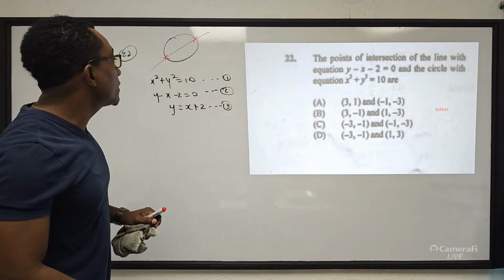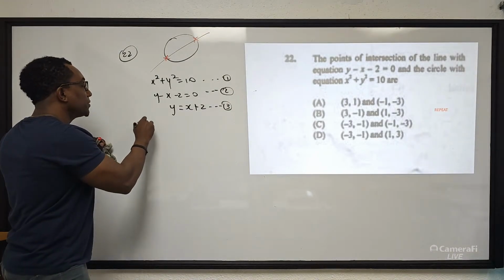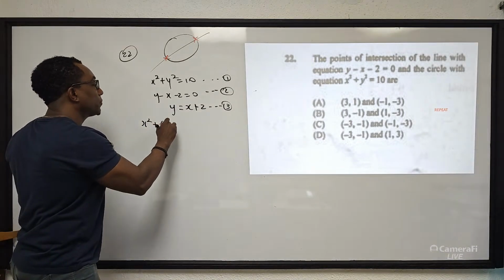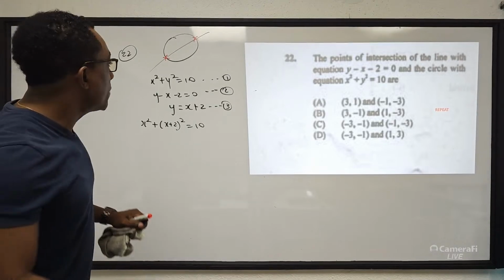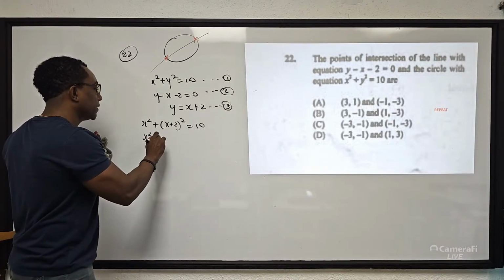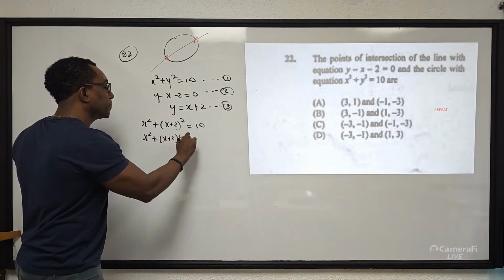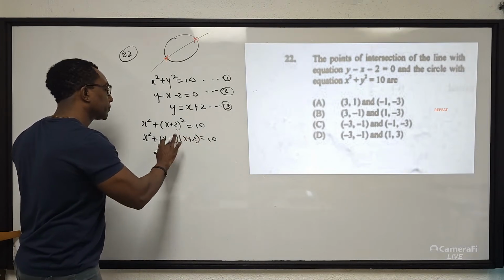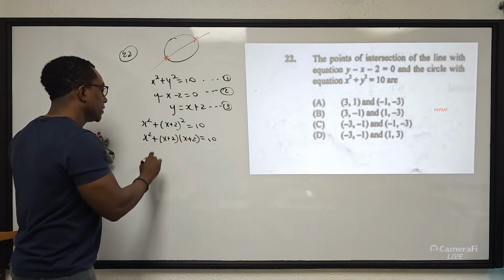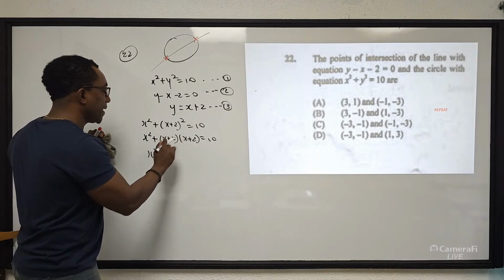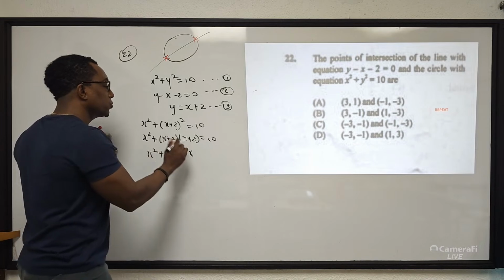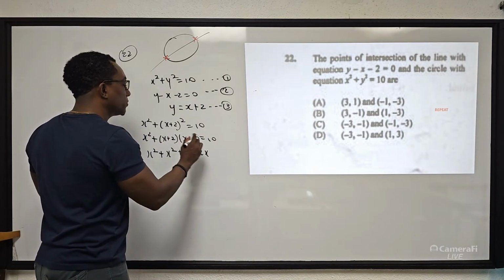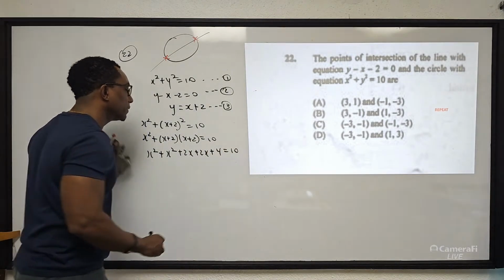Substitute equation 3 into equation 1. So where I see y in that equation, I'm going to replace it with (x plus 2) in brackets squared is equal to 10. I'm going to expand. This becomes x squared plus (x plus 2) by (x plus 2) is equal to 10. When I expand, x by x is x squared, x by plus 2 is plus 2x, plus 2 by x is plus 2x, plus 2 by plus 2 is plus 4 is equal to 10.